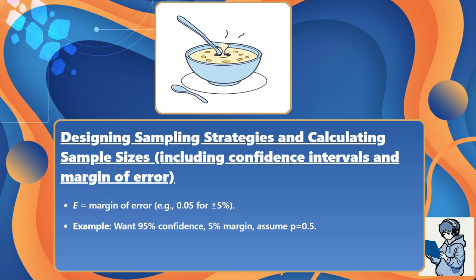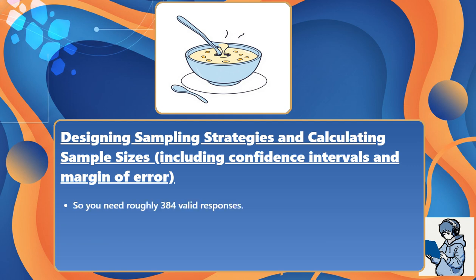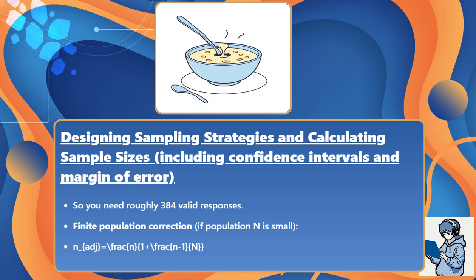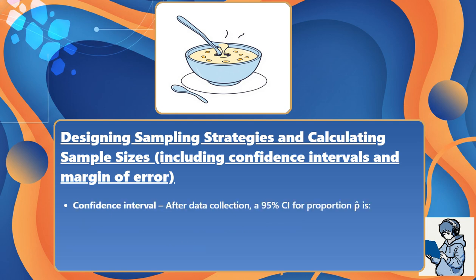Example: want 95% confidence, 5% margin, assume p equals 0.5. N equals (1.96 squared) times 0.5 times 0.5 divided by (0.05 squared) equals 384. So you need roughly 384 valid responses. Finite population correction if population N is small. N adjusted equals n divided by (1 plus (n minus 1) divided by N). Confidence interval.